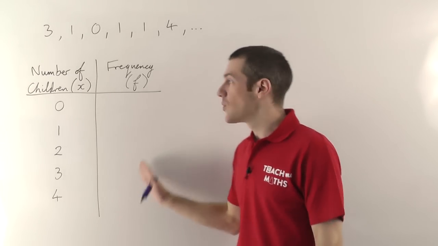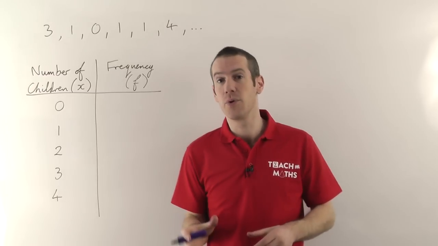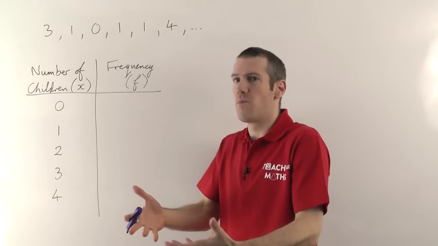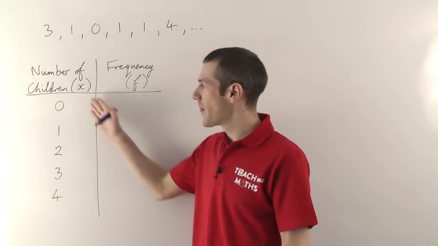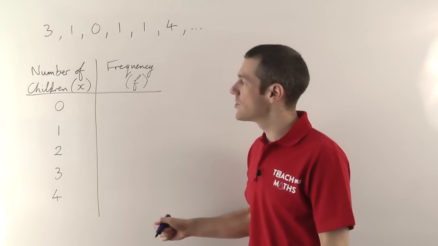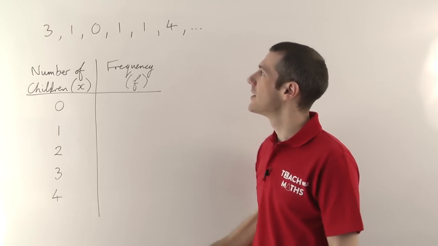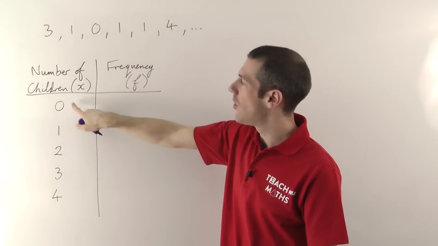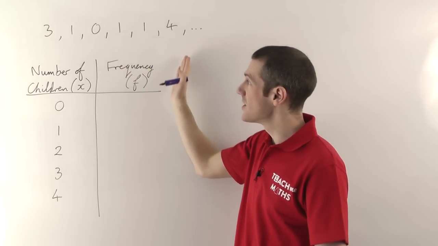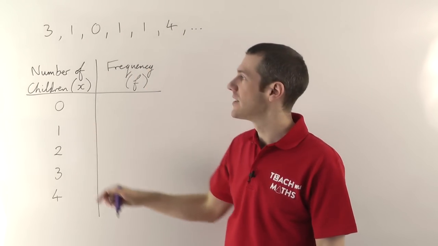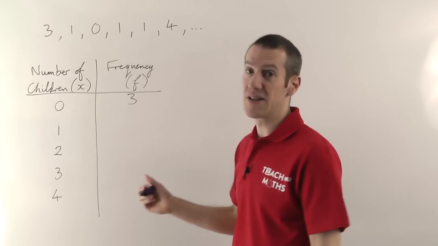The next column along then is always what's called the frequency column. And the frequency in general in statistics is an important word, and it just means the number of whatever you're dealing with. So the frequency in this context means the number of families that have that many children. So what you would do in compiling your frequency table is you would look at your long list of numbers and you'd count how many there are of each of these numbers. So you'd first of all count how many zeros there are. So let's imagine when we count through our list of numbers that there are 3 zeros in the list.